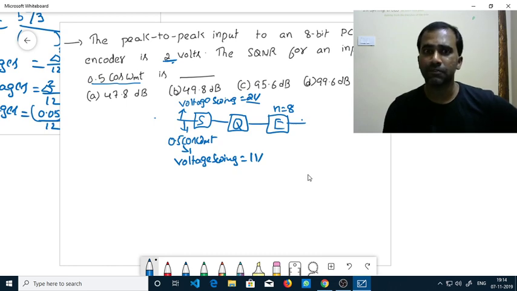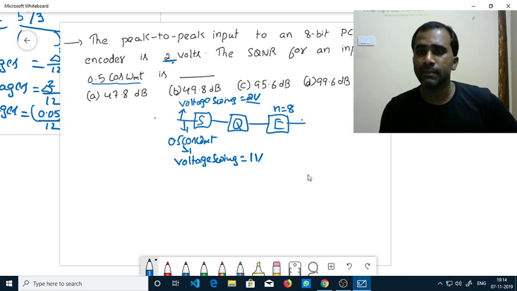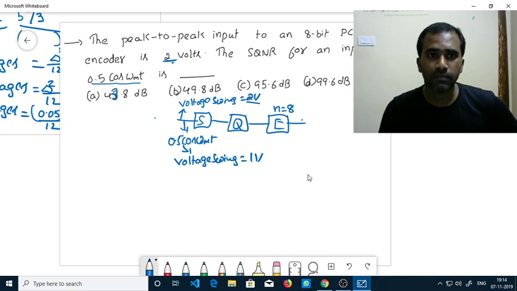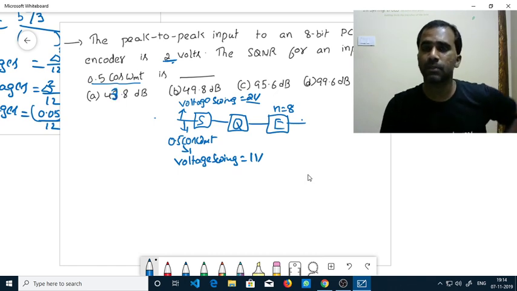If it is a different problem, you have to go with the basics. You have to go with the derivation. Whatever procedure you took for the derivation, you have to follow the same procedure. So blindly we cannot do it like this. Since it is an 8-bit PCM system, you cannot use the 6n plus 1.8 formula, which would give something close to 48 dB. No, that's not correct. Actually this will be 43.8. Yeah, this is not 47.8. This is 43.8.